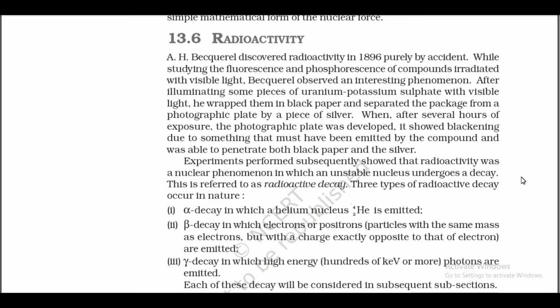13.6 Radioactivity. A. H. Becquerel discovered radioactivity in 1896 purely by accident while studying the fluorescence and phosphorescence of compounds irradiated with visible light. Becquerel observed an interesting phenomenon after illuminating some pieces of uranium potassium sulfate with visible light. He wrapped them in black paper and separated the package from a photographic plate by a piece of silver. When after several hours of exposure the photographic plate was observed, it showed blackening due to something that must have been emitted by the compound and was able to penetrate both black paper and the silver.